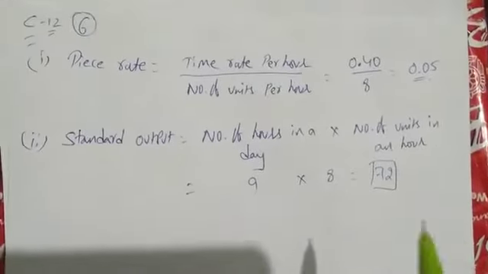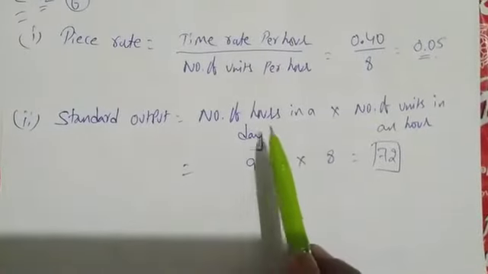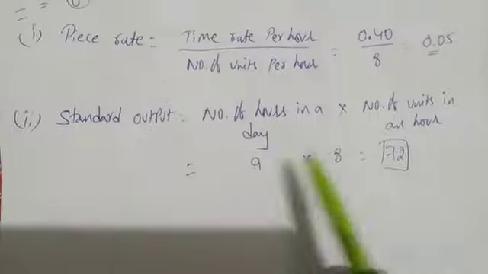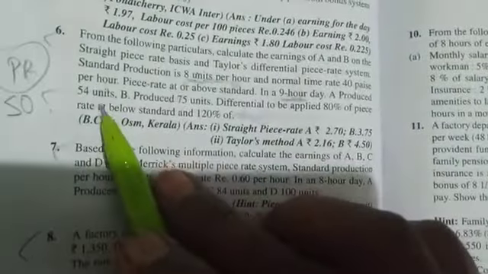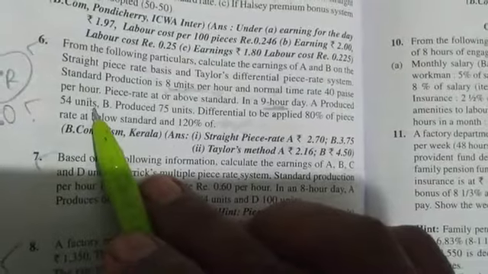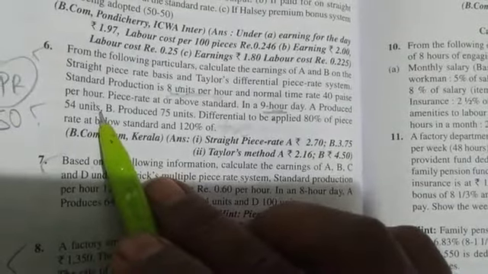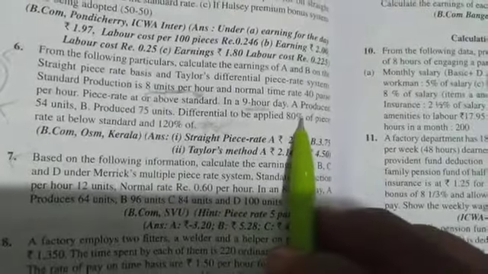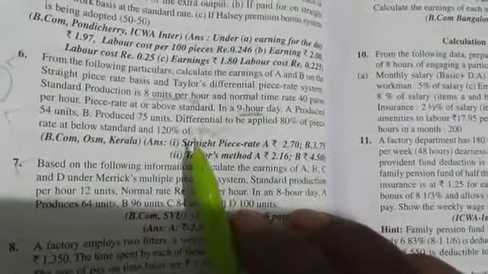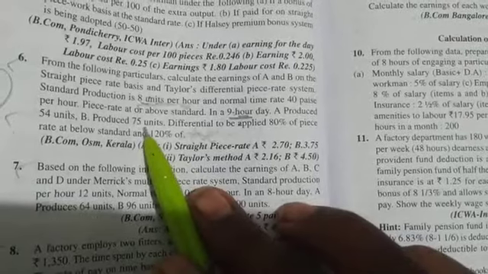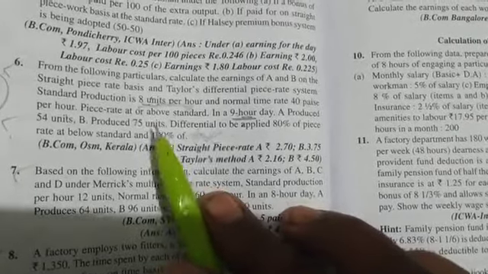See, in 1 hour he is producing 8 units, and in a day how many hours did they work? 9 hours. 9 into 8 is how much? 72. 72 is our standard output. Here now see what he says. He is producing how many units? 54 units. So he will receive more or less? He will receive how much percentage? In the question it is giving 80%. Below standard means 80%. Above standard means how much? 120%. He is producing how many units? 75 units. Okay, 75 units means more than the standard output of 72.